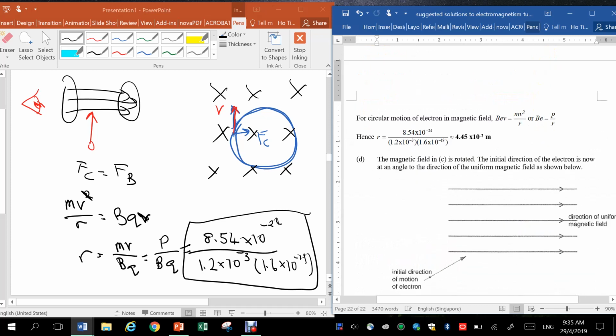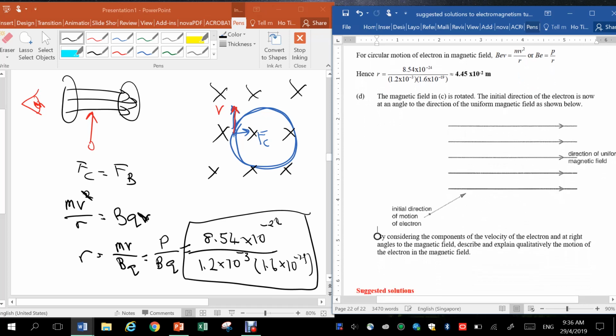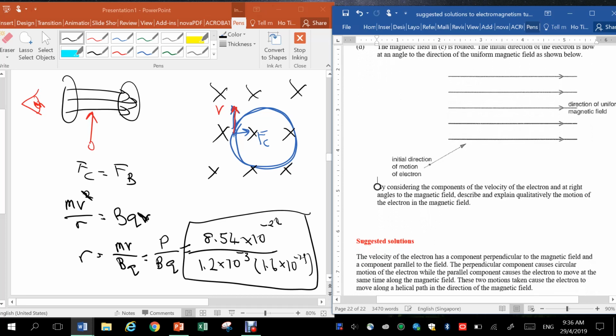Next, the field is now rotated. The initial direction of the electron is now at an angle with the direction of the uniform field. By considering the components of velocity at right angles, describe qualitatively the motion of the electron in the magnetic field. You are not given a value of the angle, so you can't do it quantitatively. Well, this is pretty much a helix problem.